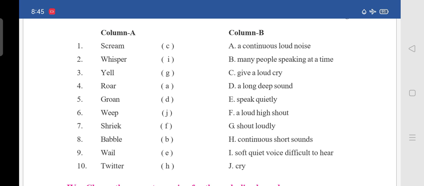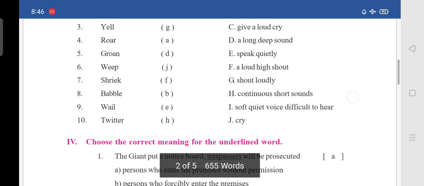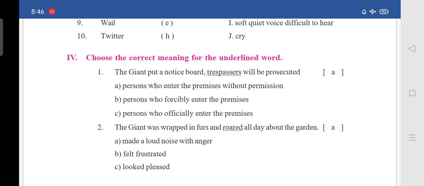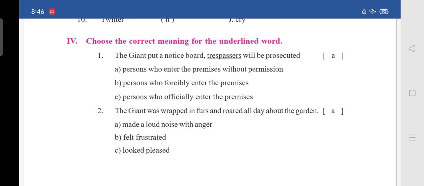First one is C, second one is I, third one is G, fourth one is A, fifth is D, sixth is J, seventh is F, eighth is B, ninth is E, 10th is H. See the Roman number 4. Choose the correct meaning for the underlined word. So this one also I have already done it for you. You write them in your textbook in the space provided.